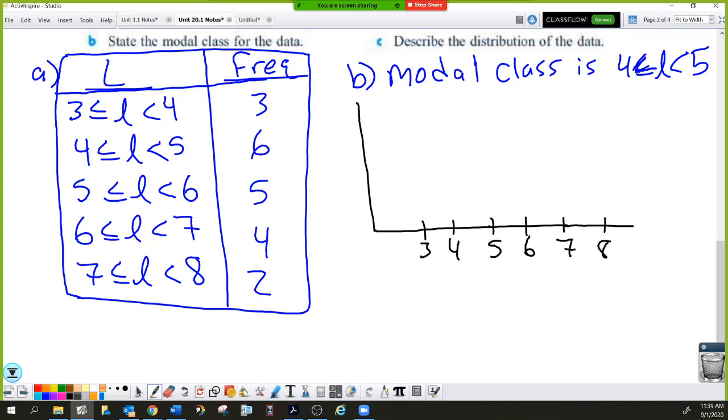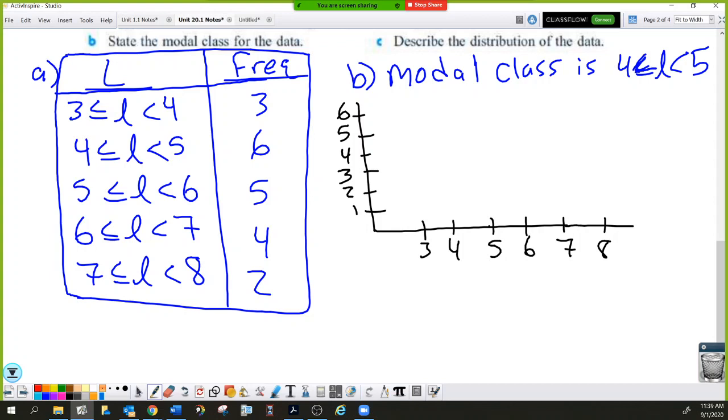Picture not drawn to scale, because nothing happens to the left of 3, so we don't care. And our frequencies go from, well, the highest frequency is 6, and the lowest possible frequency ever is 0. So we're going to go from 0 to 6. So 1, 2, 3, 4, 5, 6. And we are going to draw bars on our histogram.